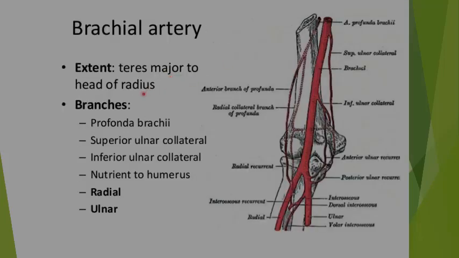Brachial artery starts from the teres major to the head of radius. It has got few branches. They are profunda brachii, superior ulnar collateral, inferior ulnar collateral. It brings nutrients to the humerus, and also radial and ulnar. So this is the ulnar, this is radial, and here is the median. So this is the anterior branch of the profunda. This is the humerus bone.